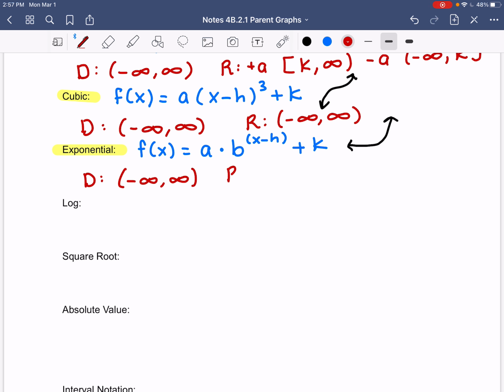The range, on the other hand, is going to depend on if your a value is positive or negative. So if your a value is positive, then your range is going to be from your k value, which is actually where your asymptote is going to be, from your k up. But if your a was negative, then it's going to be going downwards. So it'd be from negative infinity up until your k value, your asymptote. So your asymptote is your k value here.